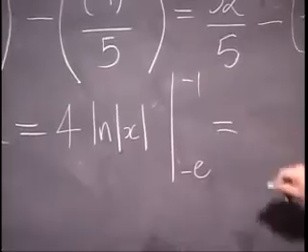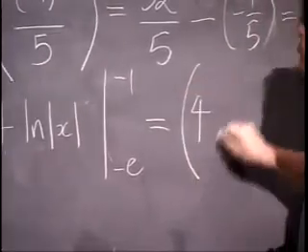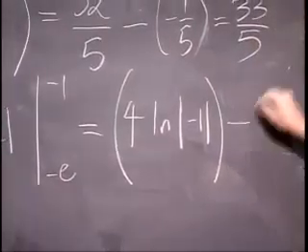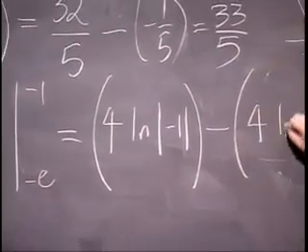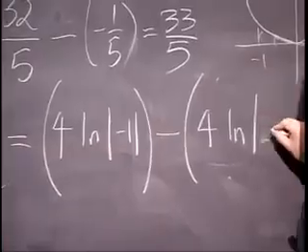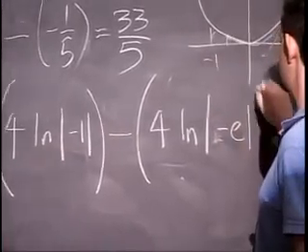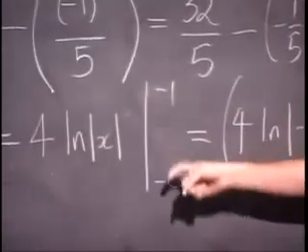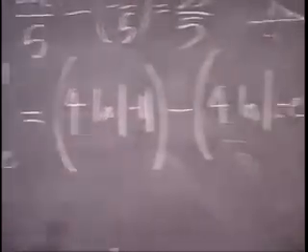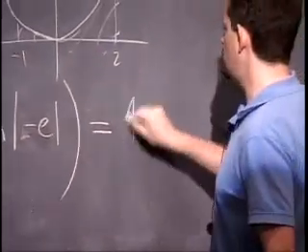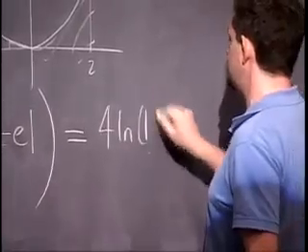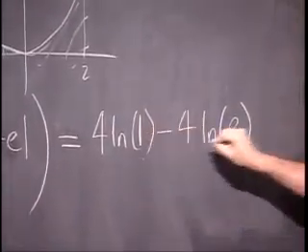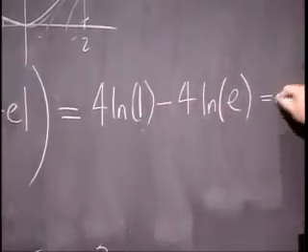If you do this, you get 4 log absolute value of minus 1, minus 4 log absolute value of minus e. So you take the right evaluation minus the left evaluation. And you get 4 log 1 minus 4 log e. Log 1 is 0. Log e is 1. So this is negative 4.